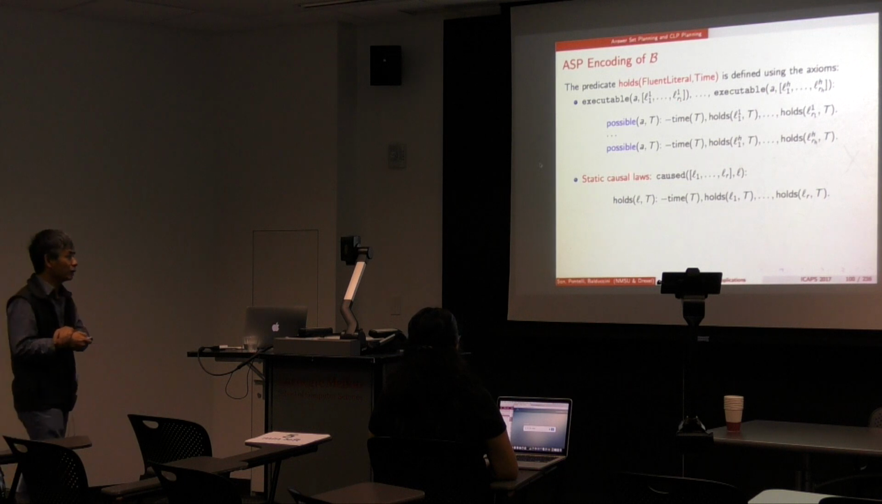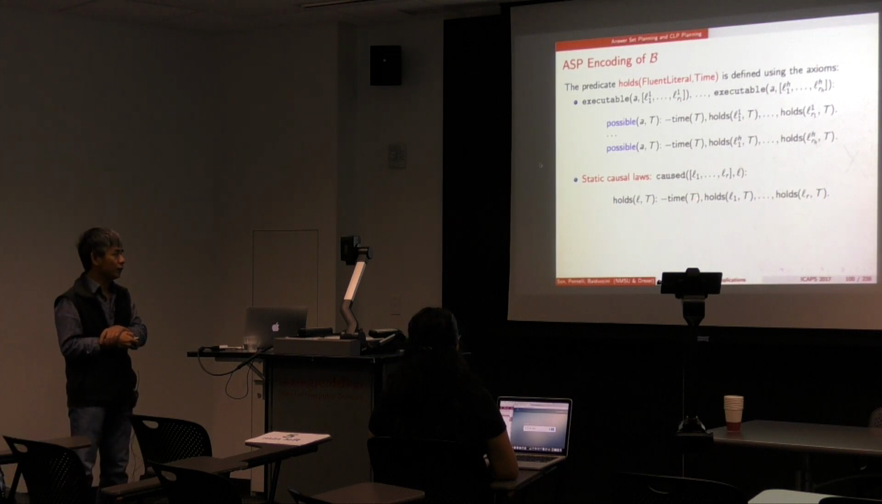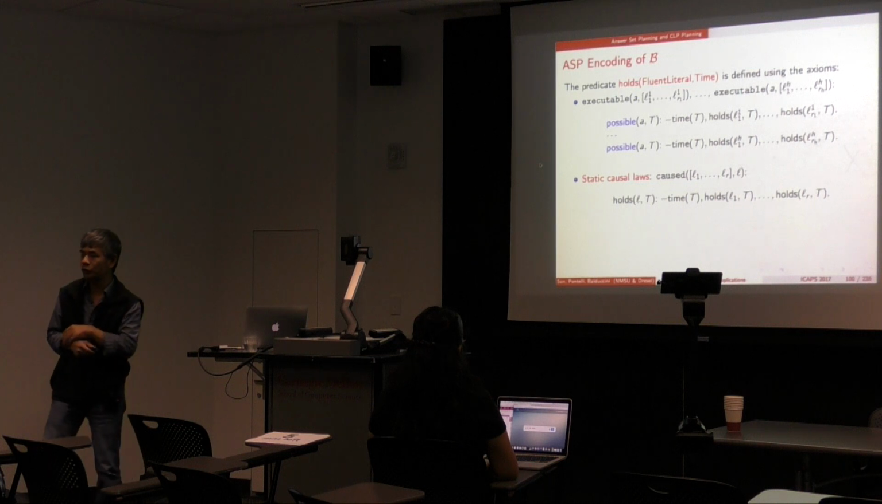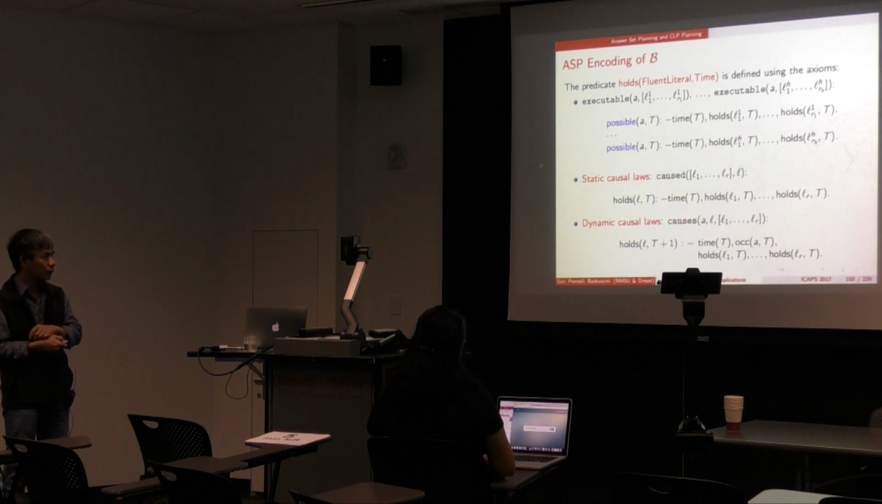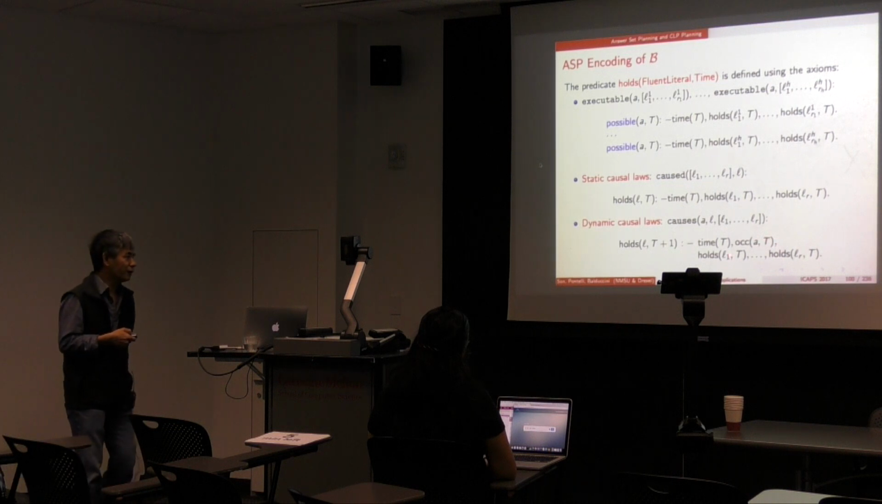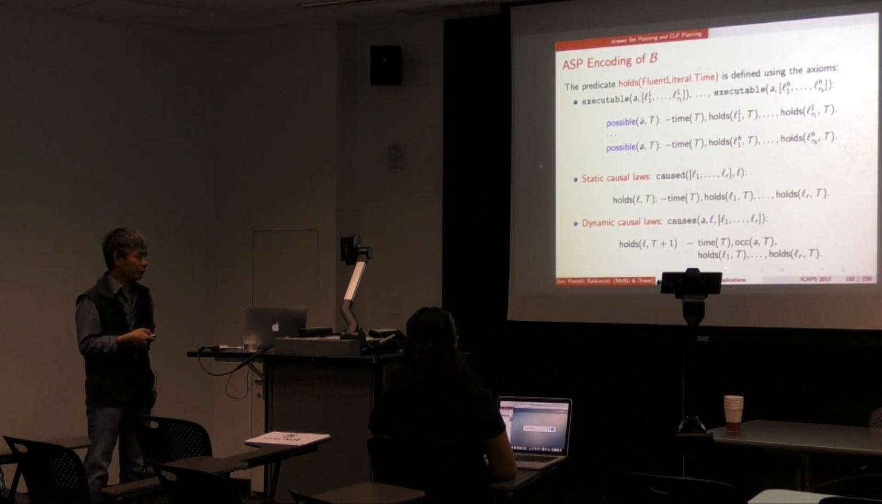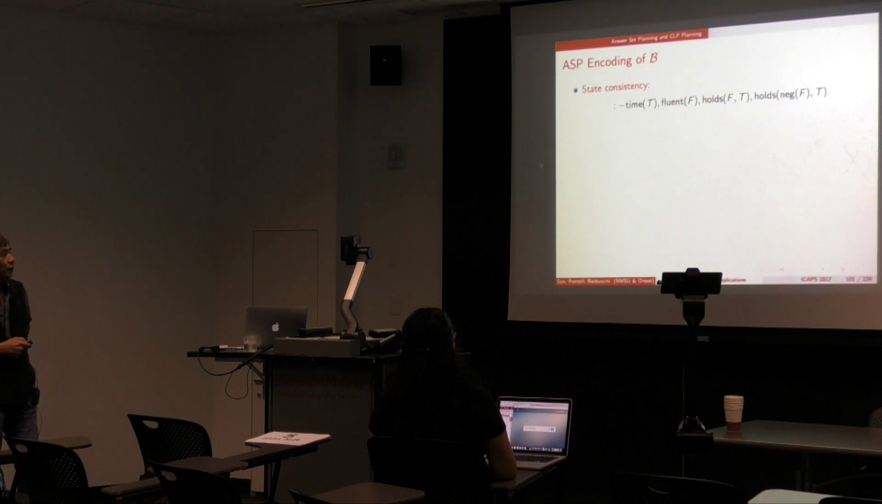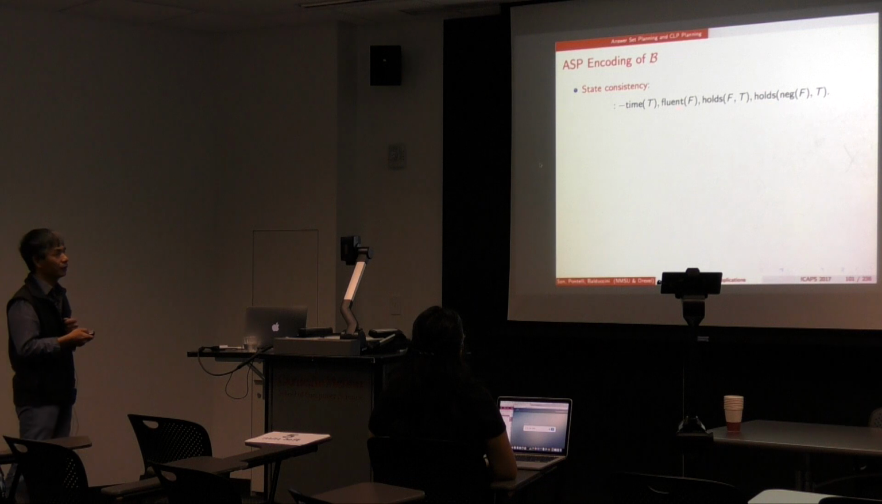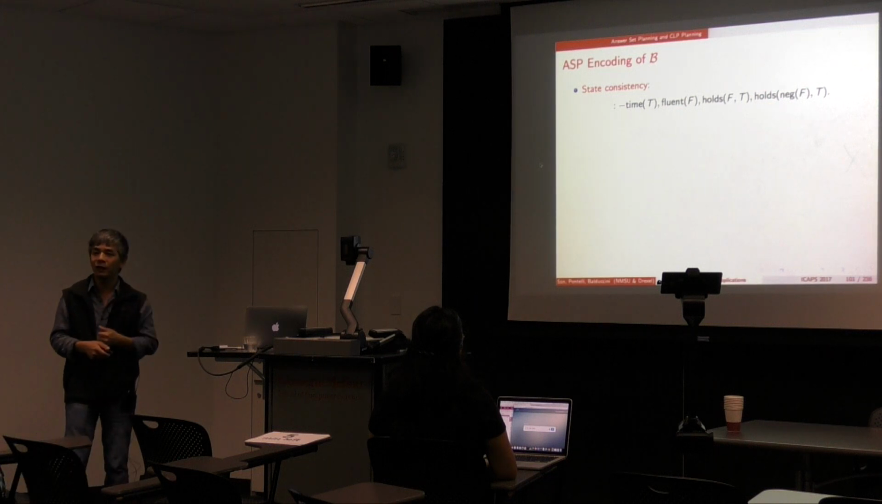For the static causal law, we write: this one is true if these are true. Also very standard. For each of the dynamic causal laws, A causes L if this, we write: if A occurs at time t and the precondition for that effect is true at time t, then its effect is calculated at t plus 1. Then for state consistency, we define f and not f, so we don't want to have both; the state has to be consistent at any time.